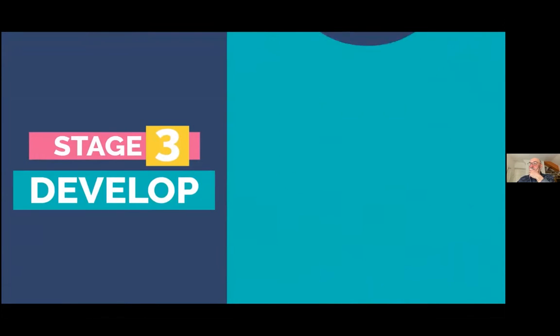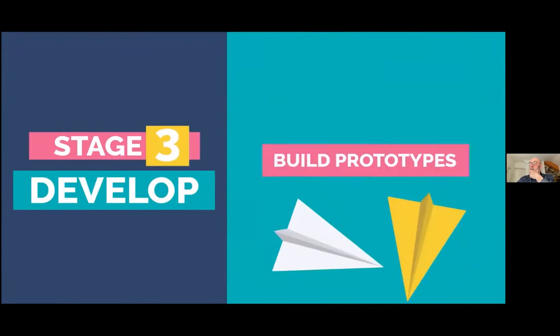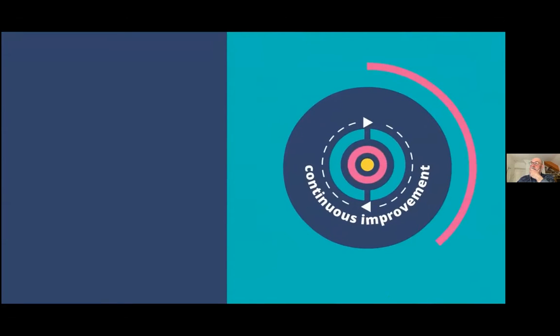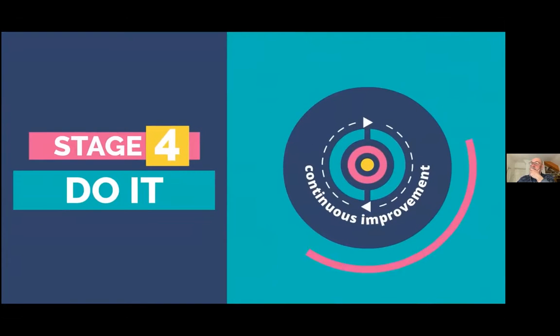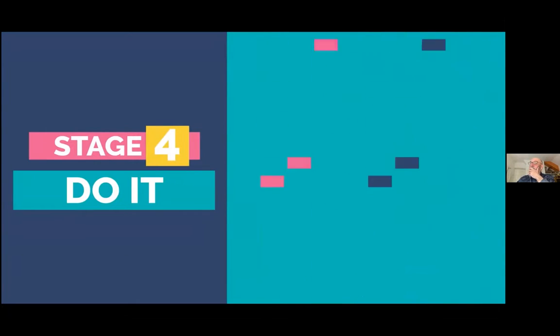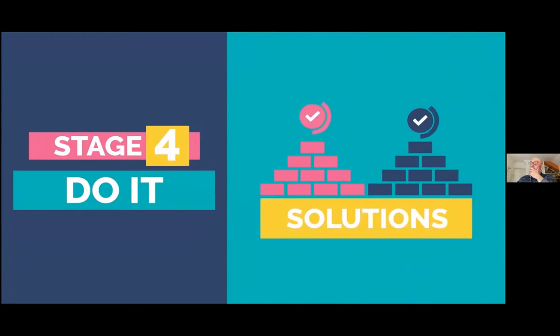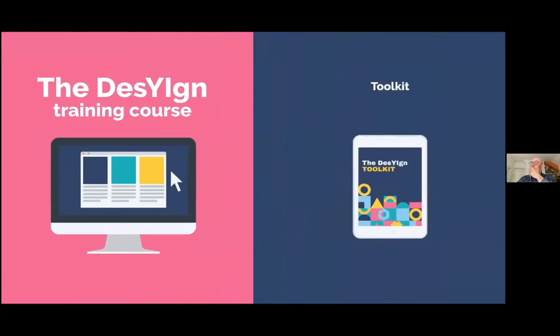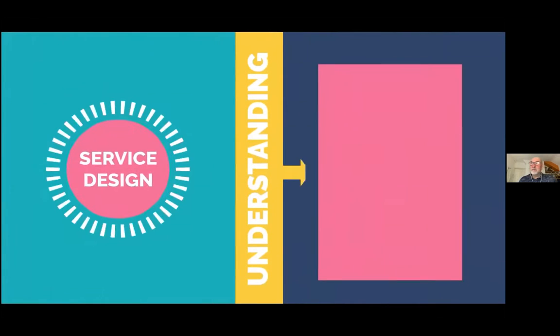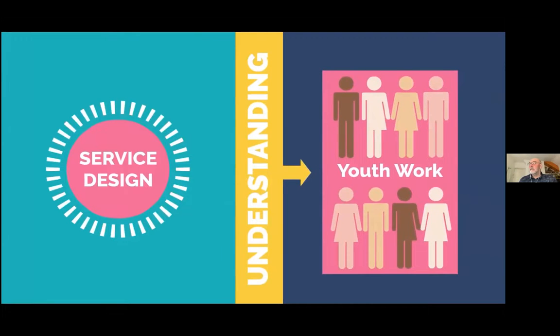In the develop phase, you'll come up with ideas and build small prototypes to test them. The last phase is called do it, because this is where you'll finally evolve your ideas, build and implement the solutions. The Design Training Course and Toolkit will help you to develop your understanding of service design and how you can apply this to youth work.